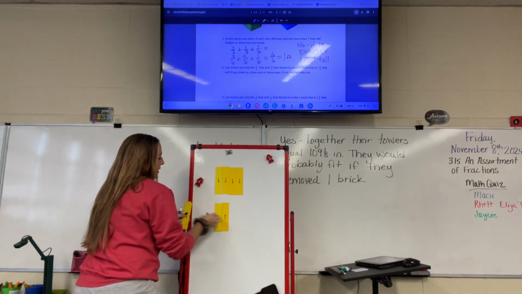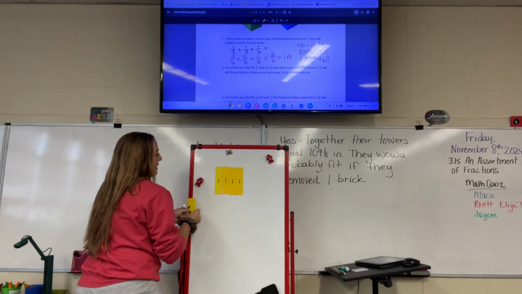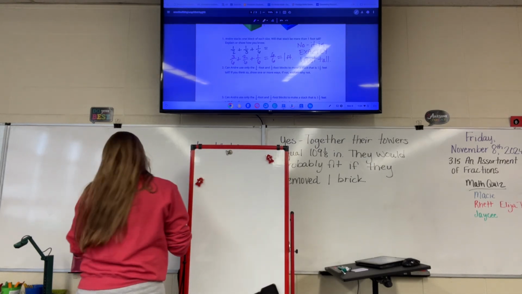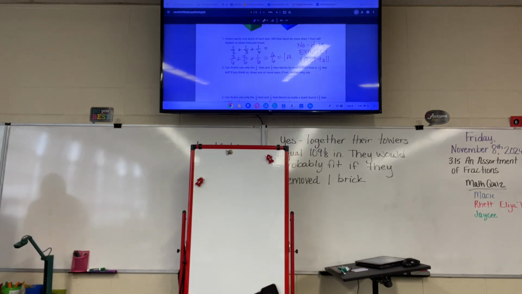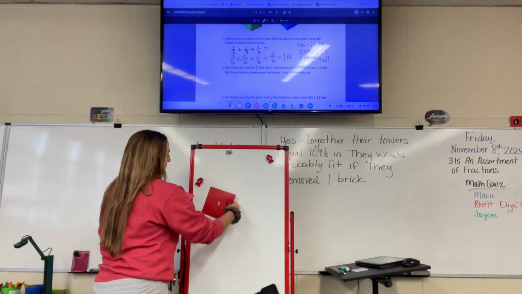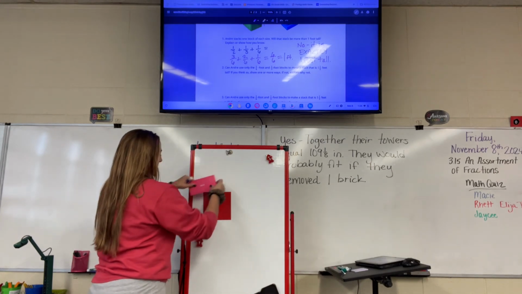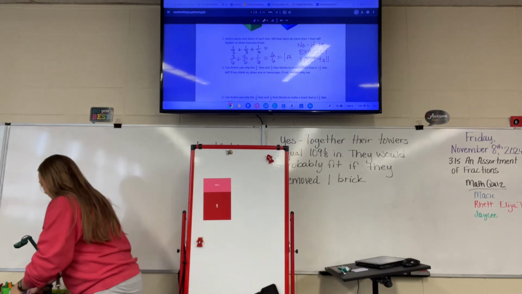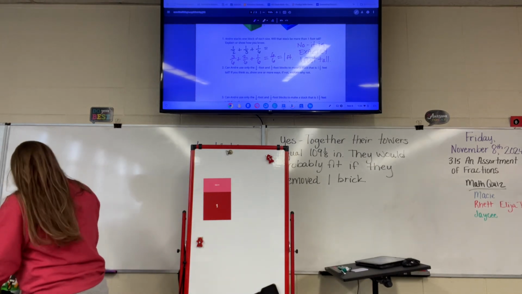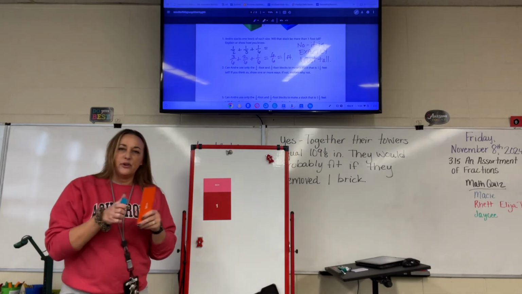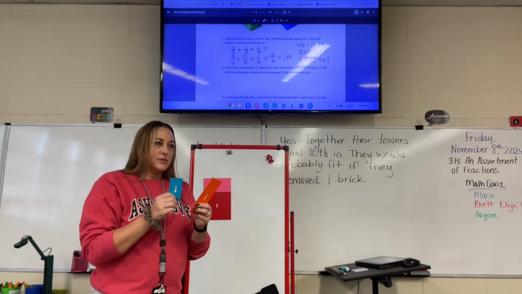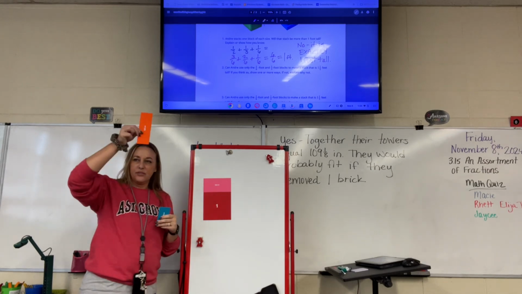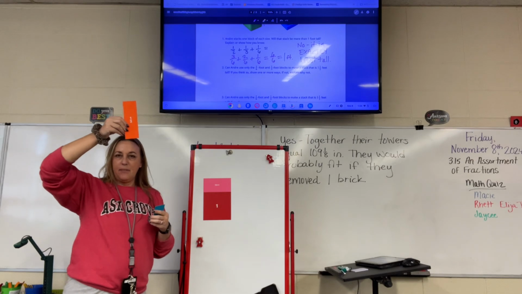So they want us to make a stack that is 1.5 feet tall, and the only blocks that we can use are the 1/6 and the 1/3 blocks. Okay? So let me ask you this. Is there a way to make one pole with thirds? Yes. Athena, how many? 3.